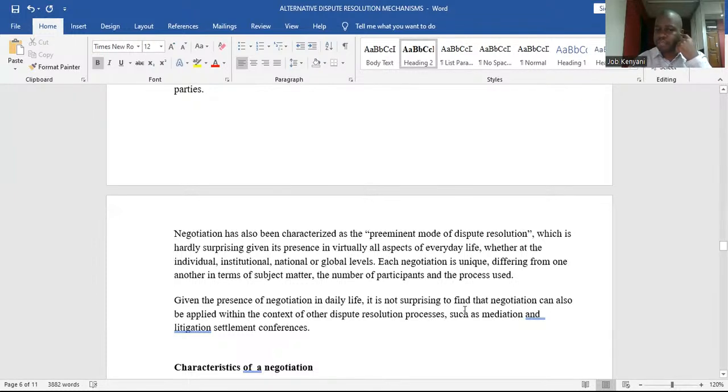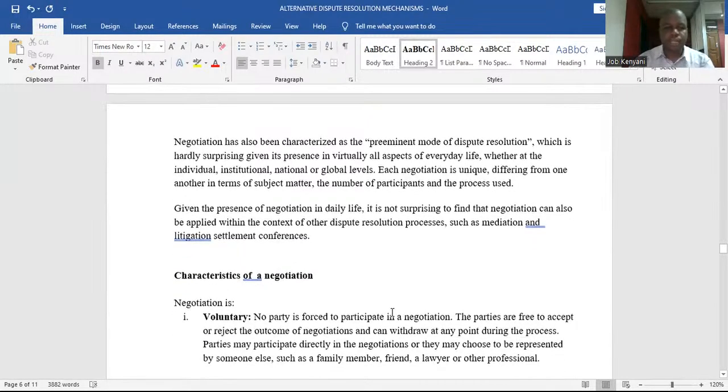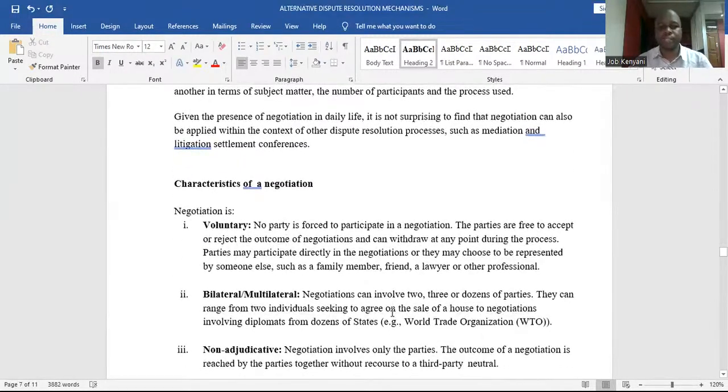It is not surprising to find that negotiation can also be applied within the context of other dispute resolution processes, such as mediation and litigation settlement conferences. So that's what we mean by negotiation. It is voluntary, so no one is usually forced to. You come voluntarily to meet the opposing side. It can be bilateral or amongst many parties, multilateral. It can involve two, three, or maybe dozens of parties.